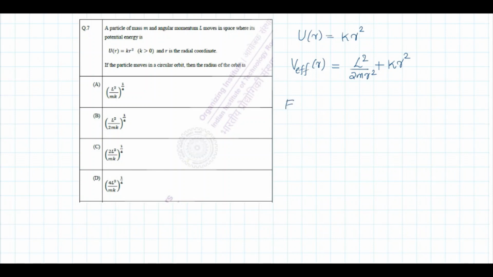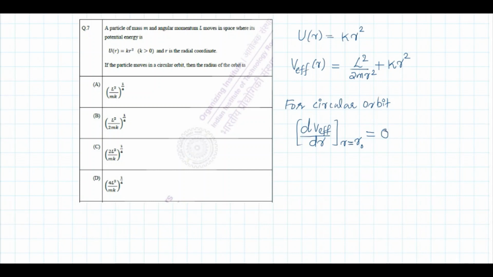The condition for circular orbit is given by dV effective divided by dr at r equal to r naught. If r naught is the radius of the circular orbit, then the condition is that the first derivative should vanish.